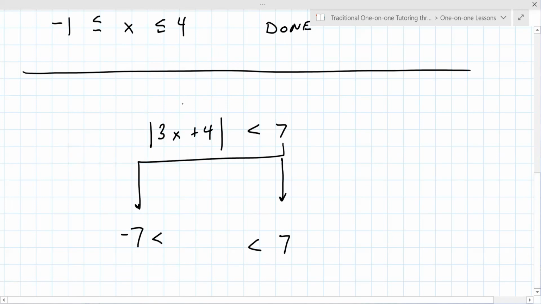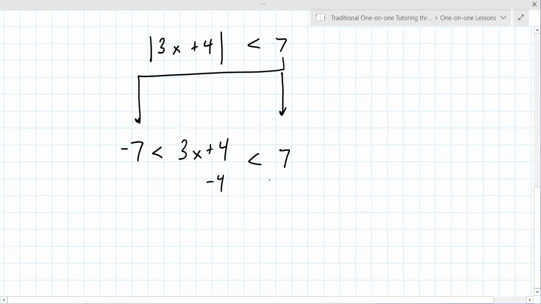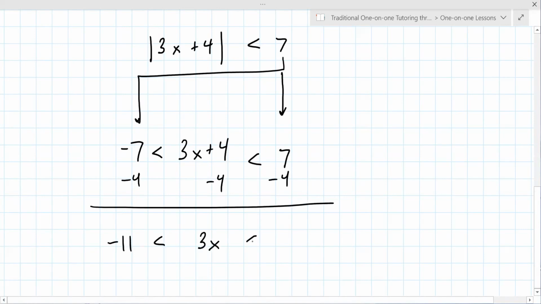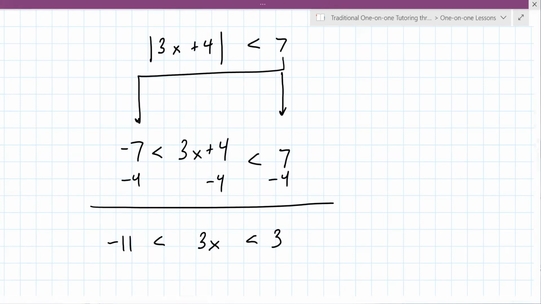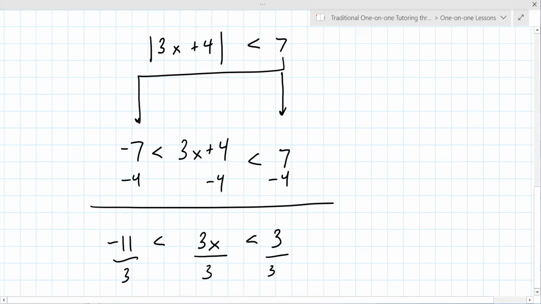And then you bring this down without the absolute value. And then you subtract 4 from both sides of the inequality, doing it in 3 spots. So then that's -11 less than 3x less than 3. And then you can't divide those nicely. You have to divide. Now it rarely works out nicely.